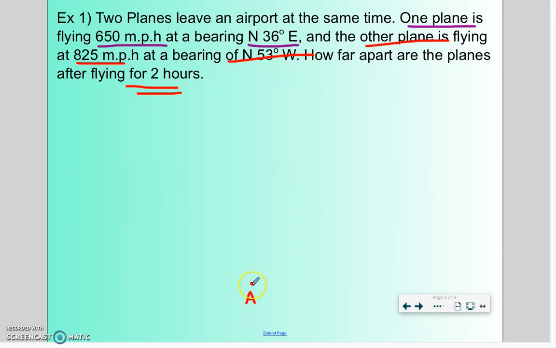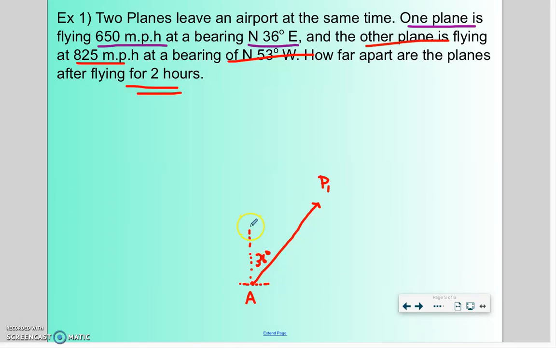Plane 1 from the airport is traveling north. So I'm going to draw my crosshairs here, and I'm sitting at the airport. It is traveling north 36 degrees east. So plane 1, and we'll go P1, is ending right here. So we know that it's north 36 degrees east.